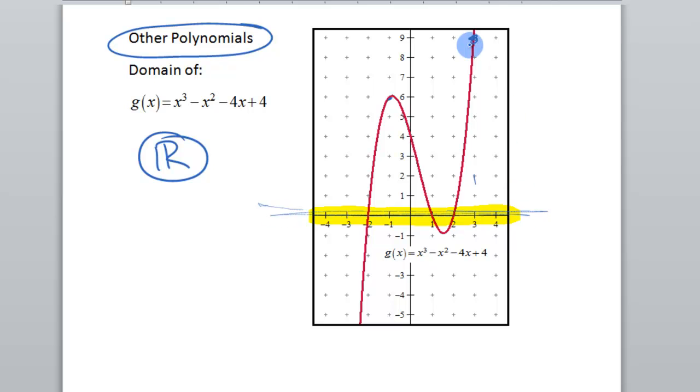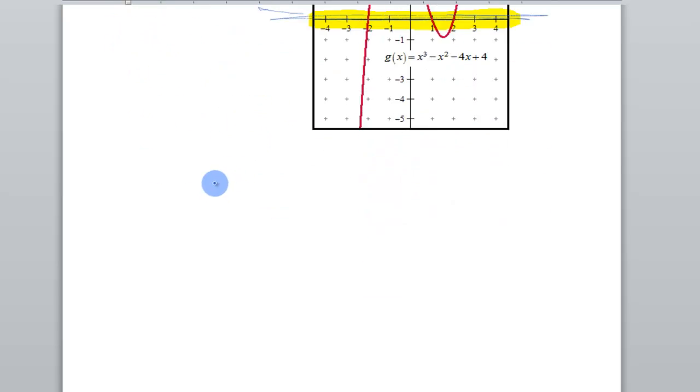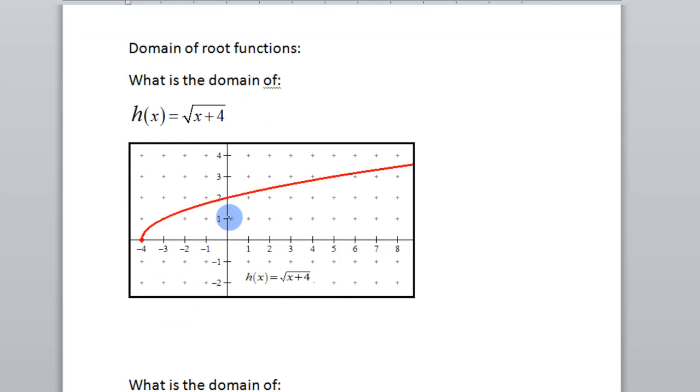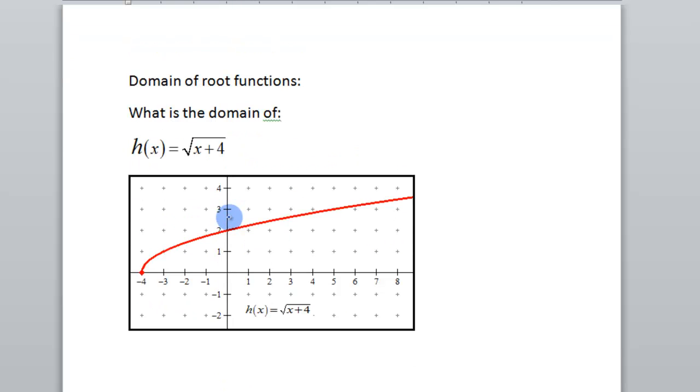So with linear functions, they're all real numbers. Polynomials, they're all real numbers. Let's move on to the next one. Root functions. So here I have a square root. Now we have to be a little careful because look at my graph.